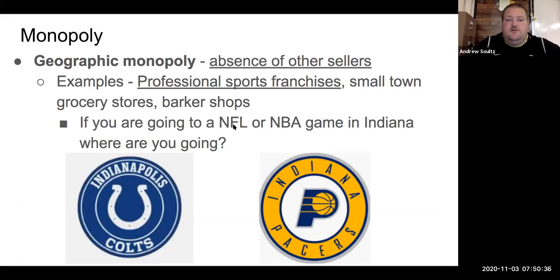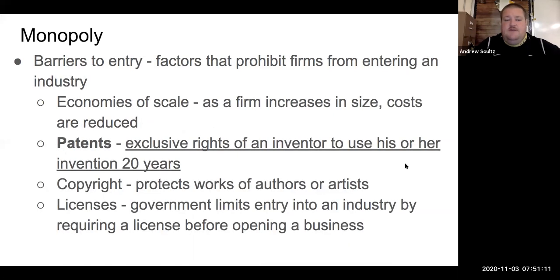And then you think of some geographic monopolies, and this is just where there's an absence of other sellers in that area. And so an example would be a professional sports franchise. So if you were going to watch an NFL game and it's in the state of Indiana, there's one team you're going to watch play. You're going to have to watch the Colts play, and then you're going to watch them play against who they're playing against. But you're going to a Colts game if you're going to an NFL game in the state of Indiana. The same if you're going to an NBA game, you're going to a Pacers game. Or if you're going to a WNBA game, you're going to a Fever game. All right? And so those are geographic monopolies.